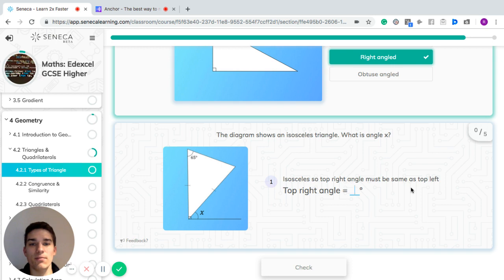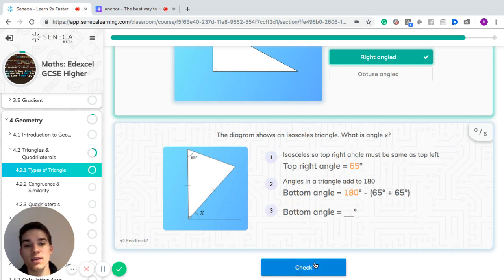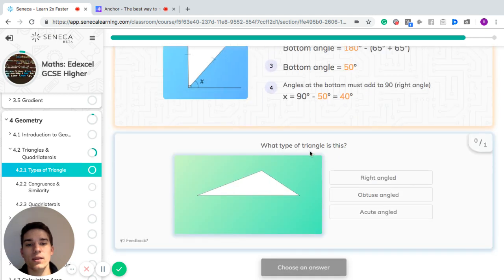And in the diagram of an isosceles triangle, you need to know how to work out some of the angles in it. So the angles at the base, or that connect to each line that's the same length, will always be the same. So they'll both be 65 degrees. And what type of triangle has an obtuse angle in it? Well, that's an obtuse angled triangle.